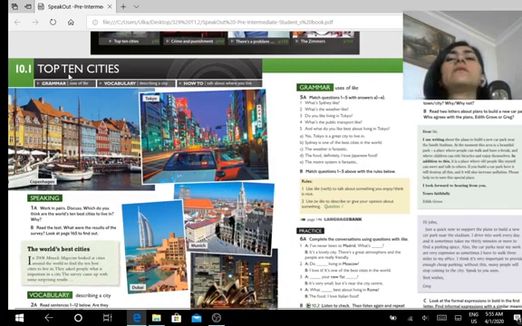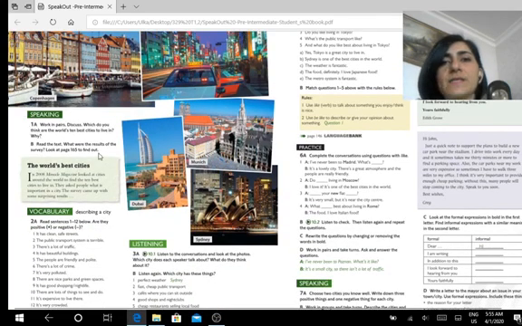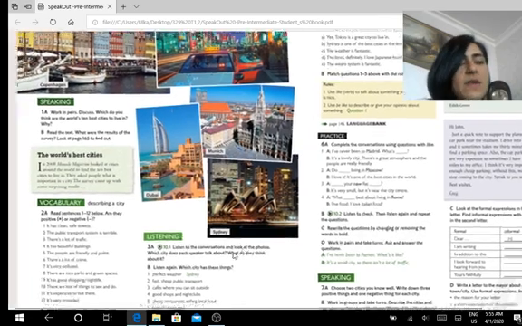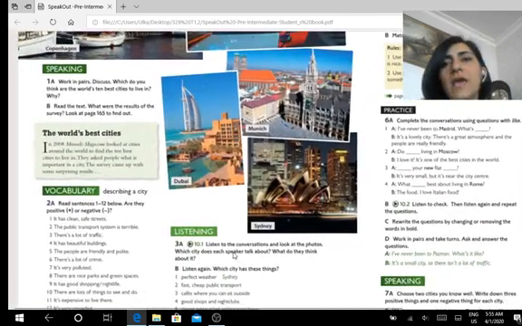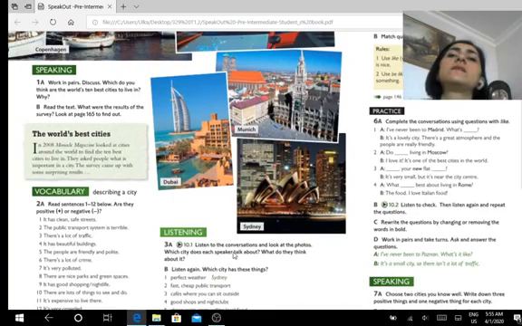It's related to cities around the world. It's called Top 10 Cities. So the first exercise, by the way on page 98 in your book, starts from speaking.